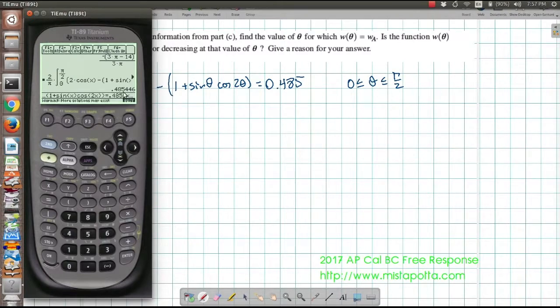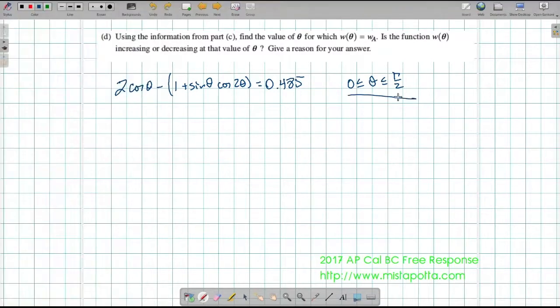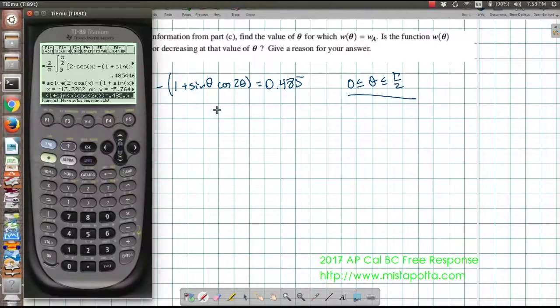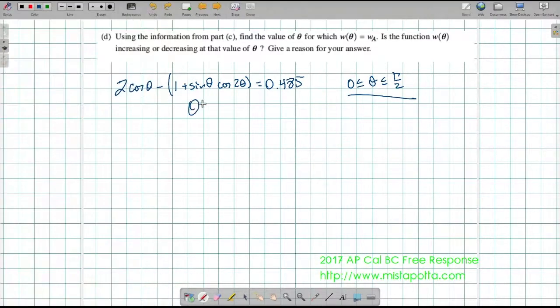And by the way, when you're working the AP exam, sometimes you'll have a calculation here and then you'll want to start writing stuff down. Now, keep in mind, I'm looking for an answer that's somewhere in this domain, so I need to make sure that I'm choosing answers that are in that domain. So I've got negative 13, no. Negative 5, no. Negative 0.75, no. 0.5184, that's a first quadrant angle. Let's see, what else do I have? Oh, that's 5.523, that's more than pi. So theta is 0.518.